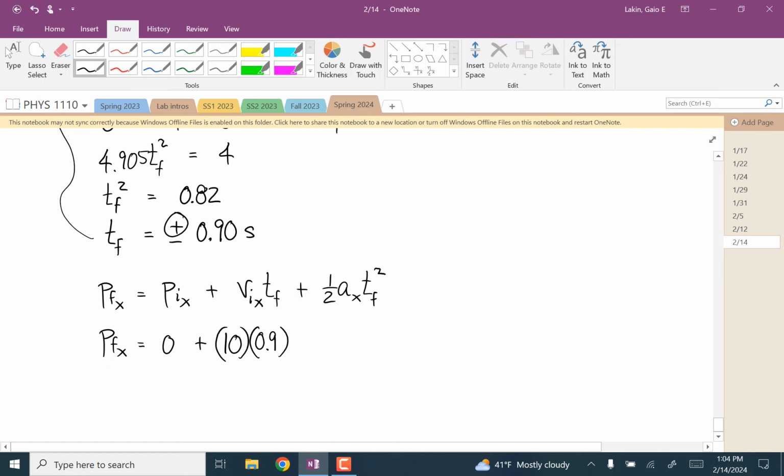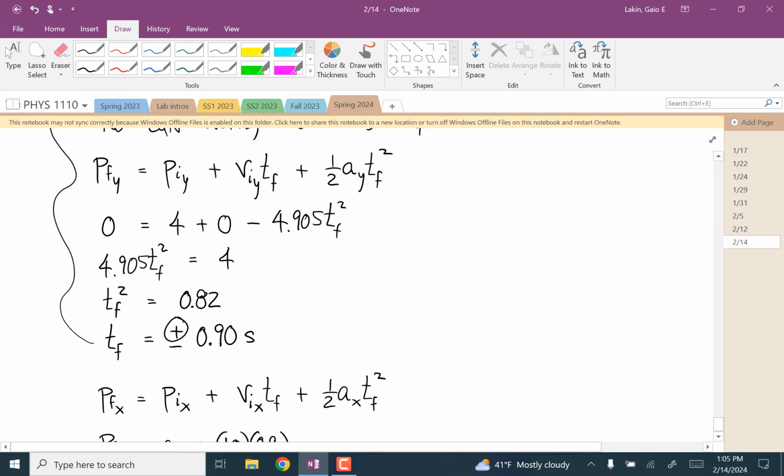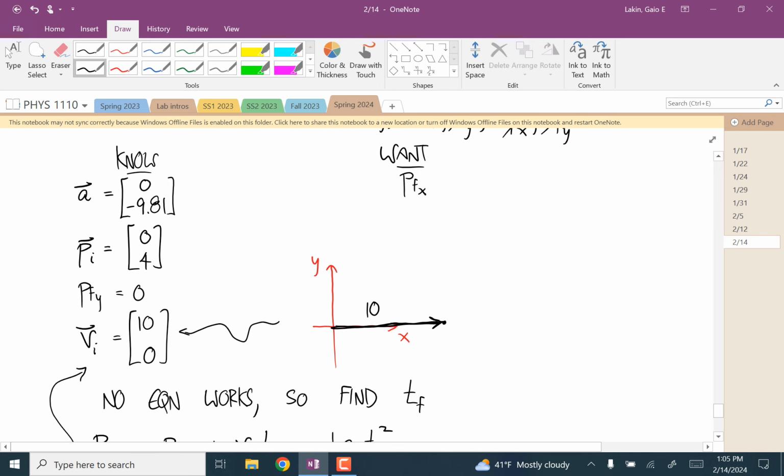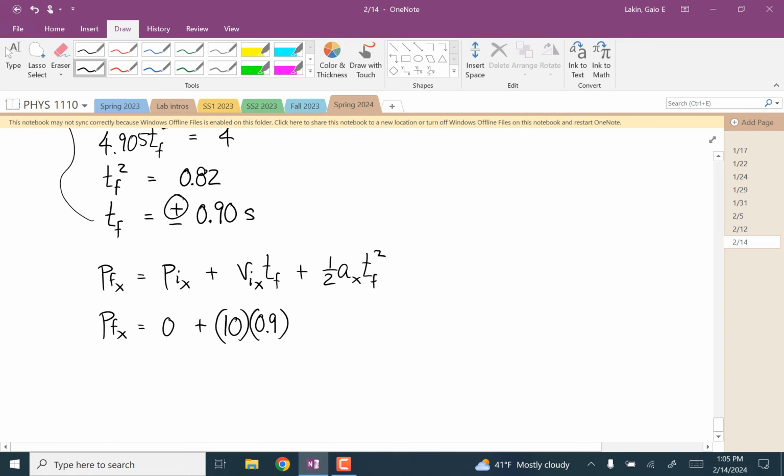This is an easy pitfall, an easy trap to fall into. You're so used to saying the acceleration in free fall is 9.81 or negative 9.81. But remember, this is the x component. And in free fall, the way we do the coordinate system, the x component is 0. And so this is all just equal to 0. And so you get Pfx is equal to 9.0 meters.